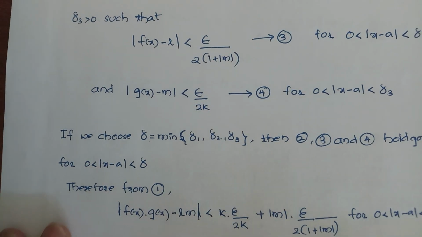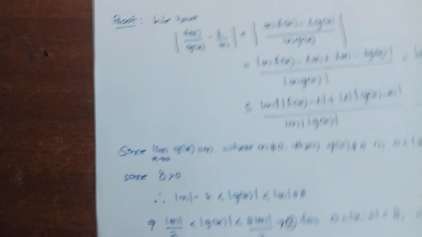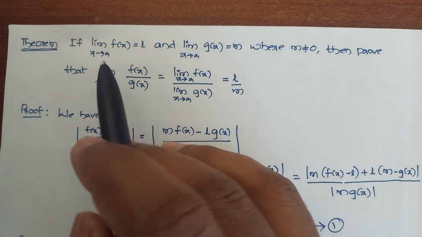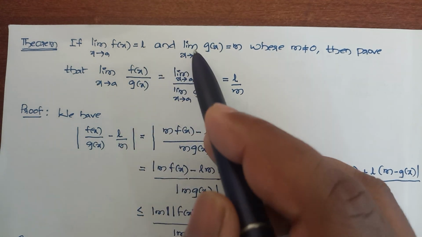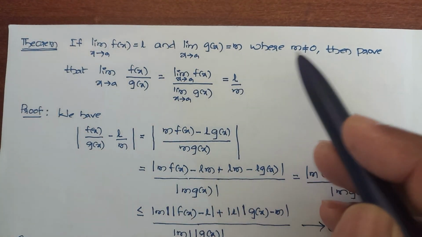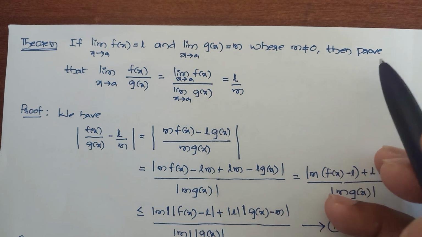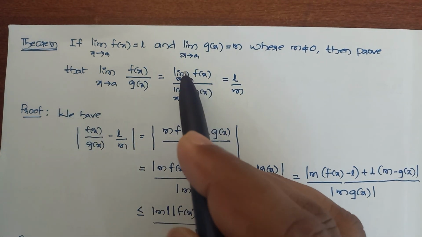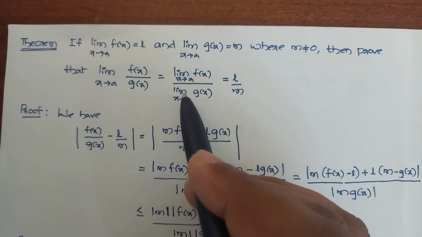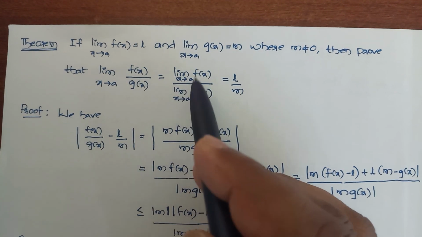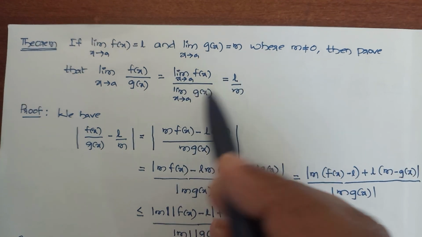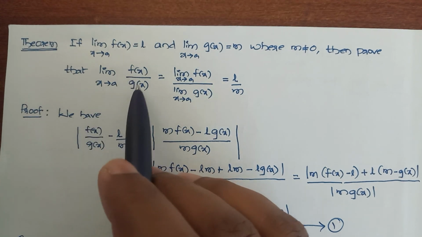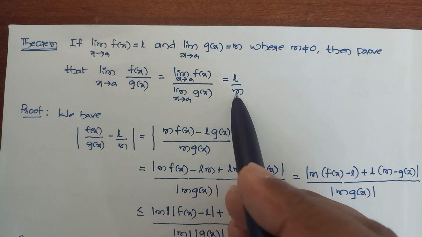So again we see another proof, that is another theorem. If limit x tends to a, f of x is equal to L and limit x tends to a, g of x is equal to m, where m is not equal to 0, then prove that limit x tends to a, f of x divided by g of x is equal to limit x tends to a, f of x divided by limit x tends to a, g of x, and you know that limit x tends to a, f of x is L and limit x tends to a, g of x is m. So we have to prove that limit x tends to a, f of x divided by g of x is equal to L divided by m.